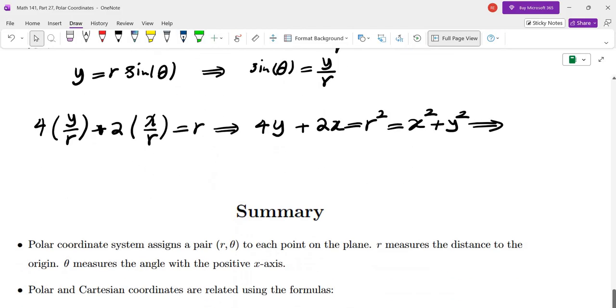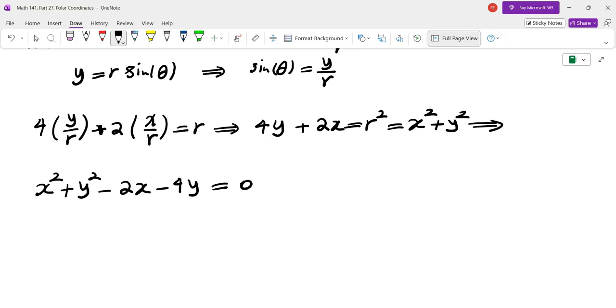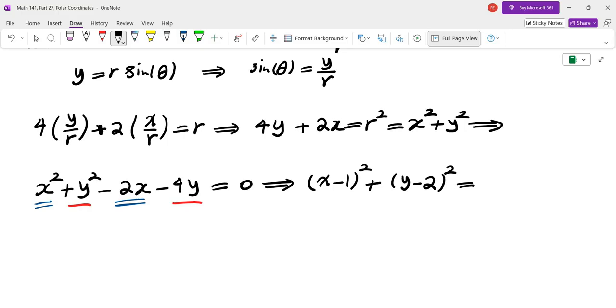Now, what is this curve? Well, we complete the square to see what the curve is. So this is x squared plus y squared. I'm going to move 2x and 4y to the right of the equation. So we get this equation. And then we're going to complete the square. So we have x squared minus 2x. So we need to add 1. So we get x minus 1 squared plus y squared minus 4y. We need to add 4. 2 squared is 4. So that's y minus 2 squared. And on the other side, we have 1 and 4.